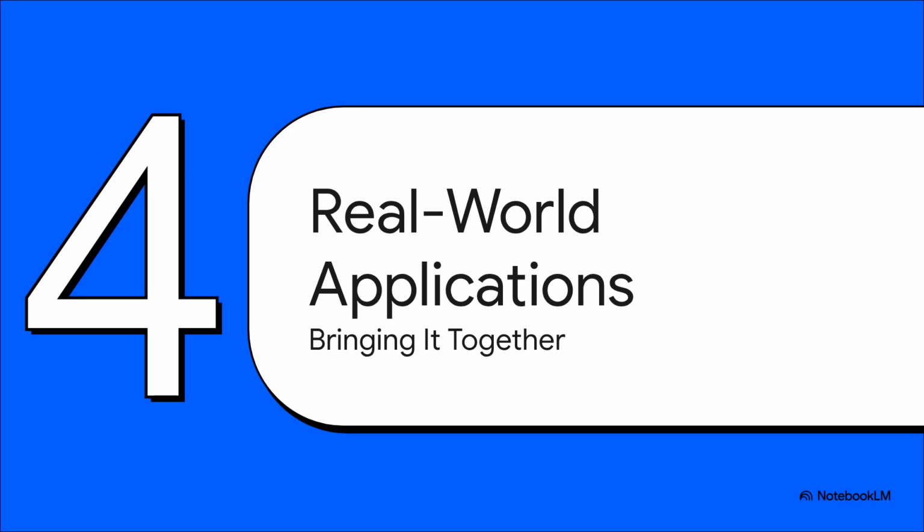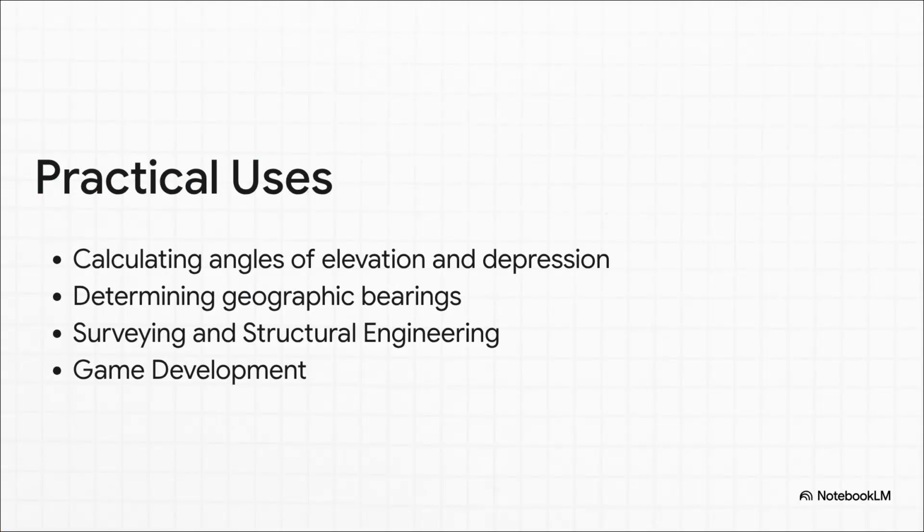Section 4. Real-world math applications, bringing it all together. So why does all this matter? Well, by synthesizing Euclidean proofs with Cartesian spatial coordinates, professionals can solve incredibly complex two-dimensional problems. You use these exact principles for calculating precise angles of elevation and depression, which is absolutely crucial if you're plotting the trajectory of a bridge or even calculating the line of sight for a movie camera. You use them for determining accurate geographic bearings. This math is literally the backbone of surveying, structural engineering, and architecture.